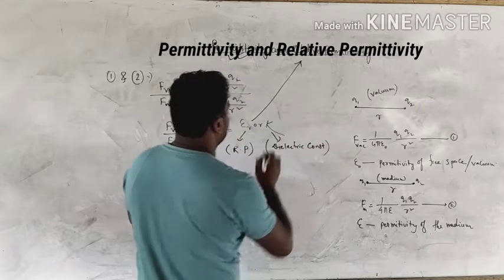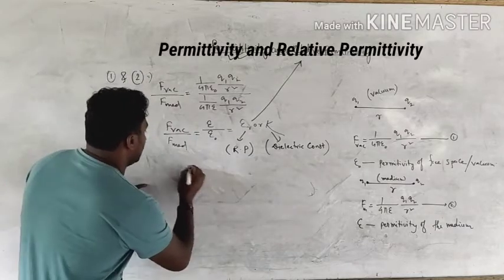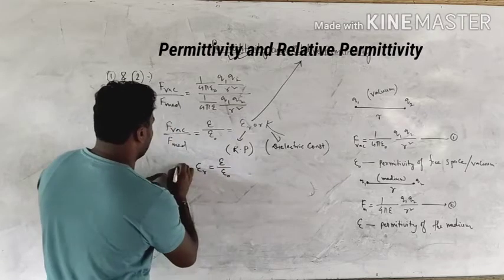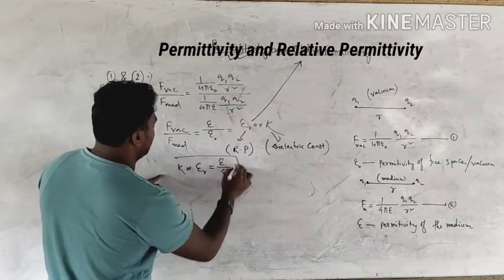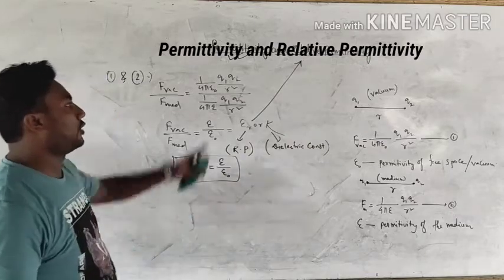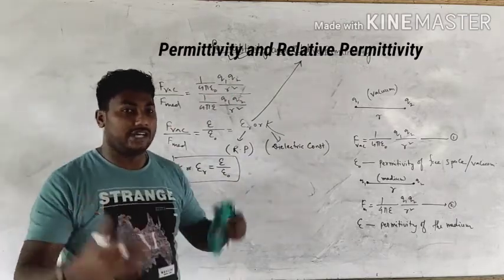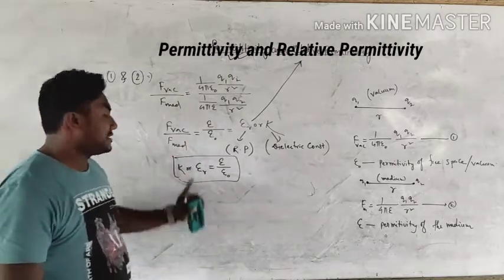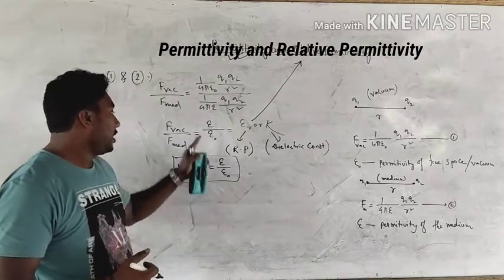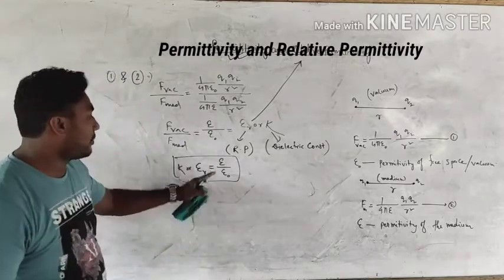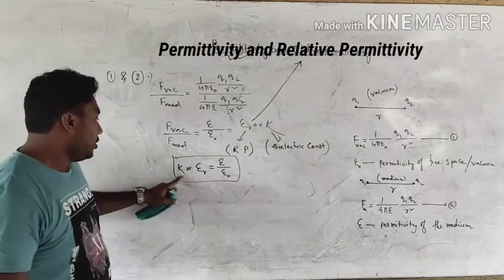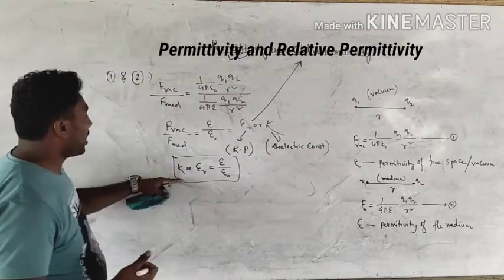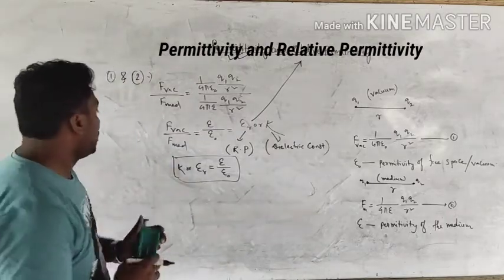K is known as dielectric constant. So epsilon R is equal to epsilon divided by epsilon naught. K or epsilon R is equal to epsilon divided by epsilon naught. So how can we define relative permittivity? It is defined as the ratio of the permittivity of the medium to the permittivity of free space. Relative permittivity is also known as dielectric constant. Always remember that.